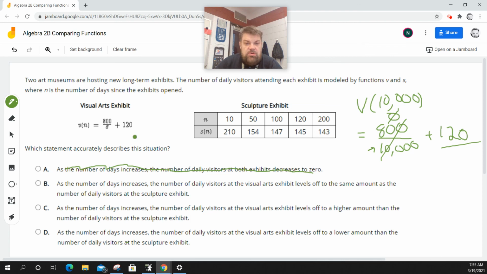By the way, what I used to solve that is end behavior. I thought of a really big number. What happens when I plug in a really big number? So that's an end behavior technique.